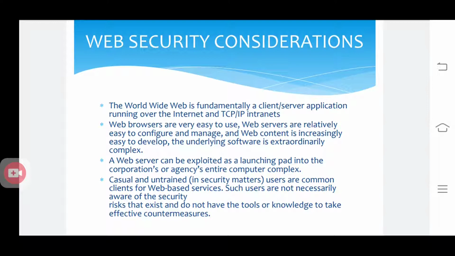So in day-to-day life, the web content has increased dramatically. The underlying software is extraordinarily complex. So there is a problem of security in web content, web browsers, and web servers also. So we have to provide some security mechanism over this. Web security is related to the security mechanisms applied on web browsers, web servers, or web content. Clear?